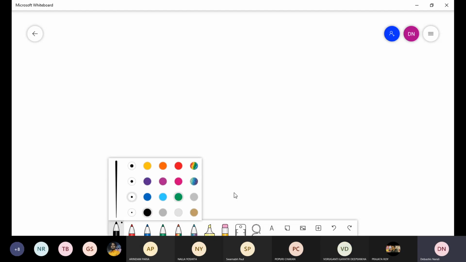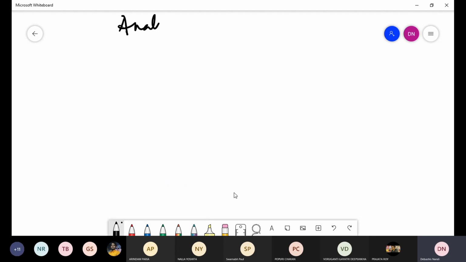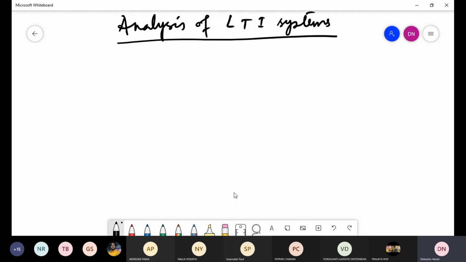So today I will continue this previous topic, that is analysis of LTI system. So the topic was this: analysis of LTI. LTI means linear time invariant. Okay, LTI systems. This is for discrete time only. But LTI system for analog continuous time, I think it will be discussed by Professor Sandeep Karmakar. So I am discussing about the discrete part only, discrete systems.